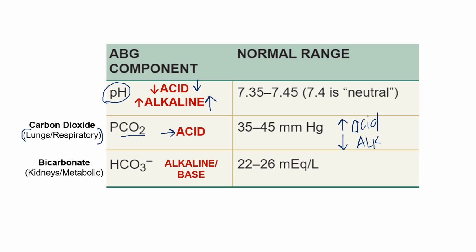Next is bicarb, so bicarbonate. This is related to the kidneys. The kidneys regulate bicarb, and we're going to call this metabolic. The normal range is 22 to 26, and bicarb is alkaline, aka basic or a base. If you have high levels of bicarb, then you're going to be more alkaline. If you have low levels of bicarb, you are going to become acidic. This concept you'll need to memorize and understand in order to read or interpret ABGs.